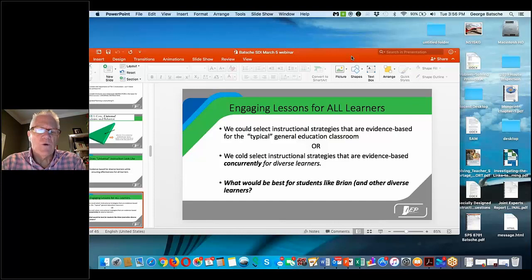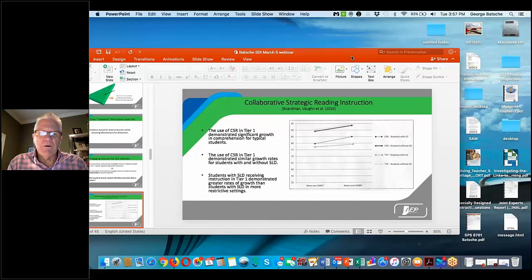So that is a big takeaway from today, is how do we get Tier 1 tapped into the fact that instructional strategies exist that are evidence-based for typical as well as other diverse learners. This is an example, collaborative strategic reading. And I'm going to go over this one. I'm going to take a couple of minutes to go over it. And the other ones are the same kind of design, so I'm not going to spend the time on those.